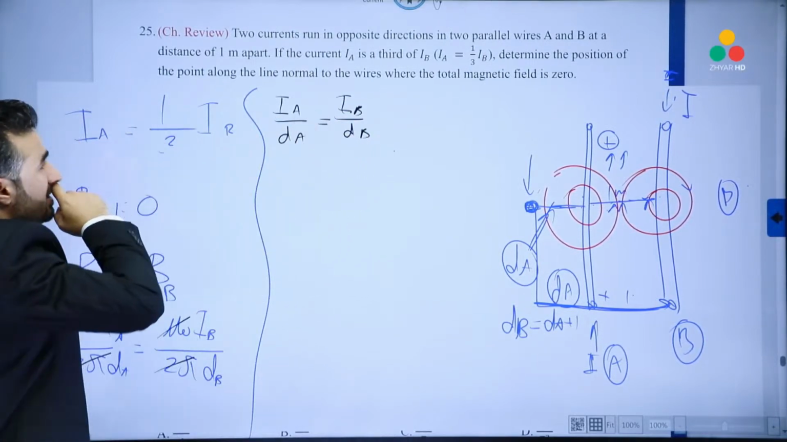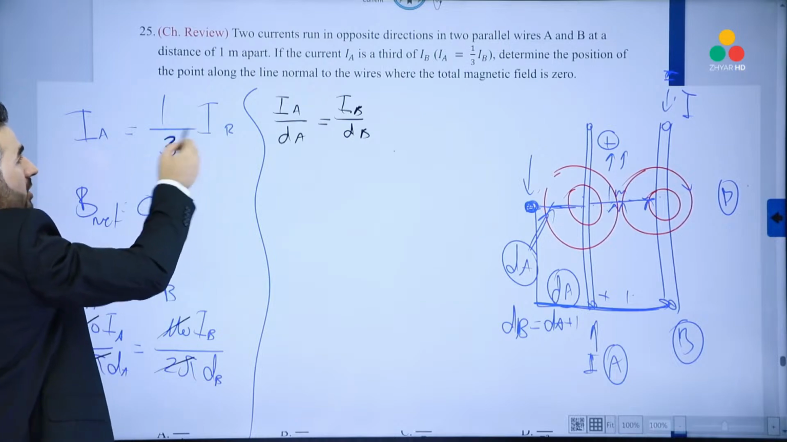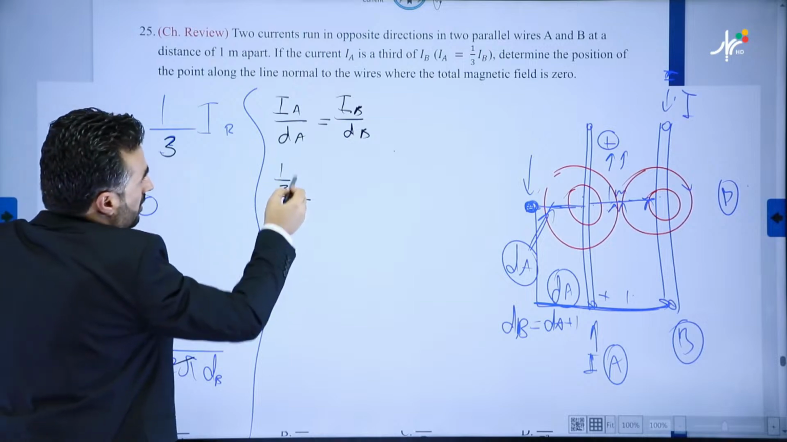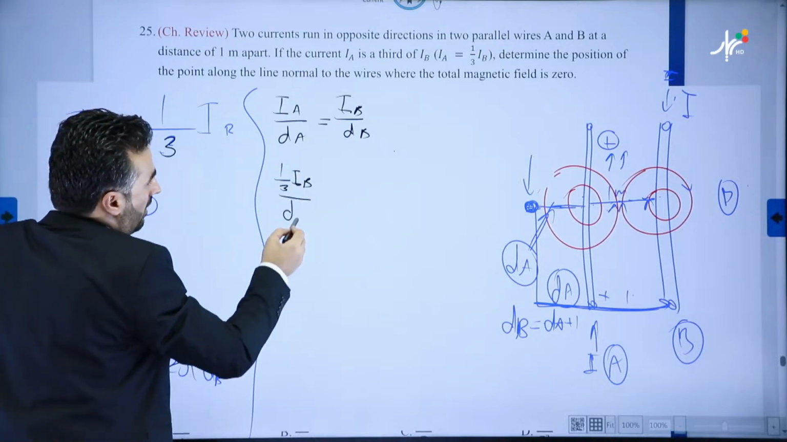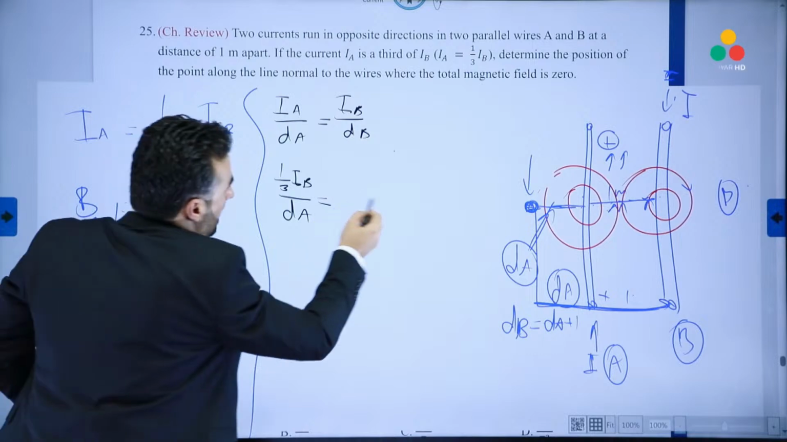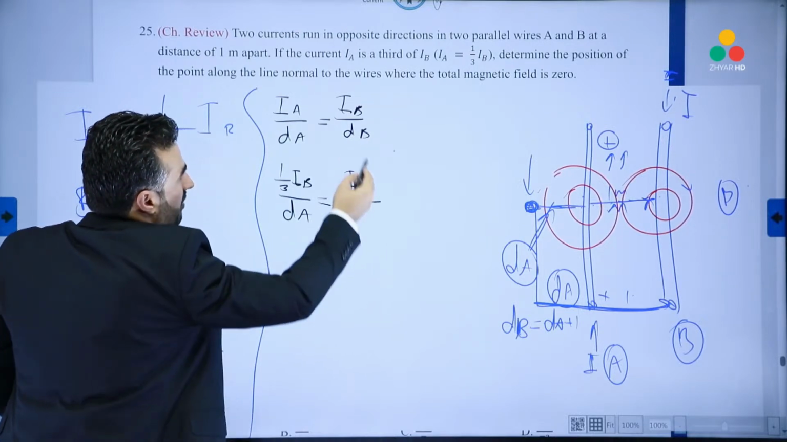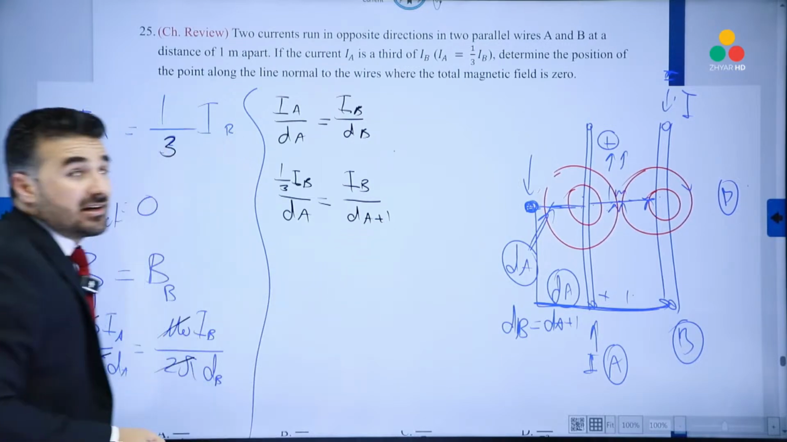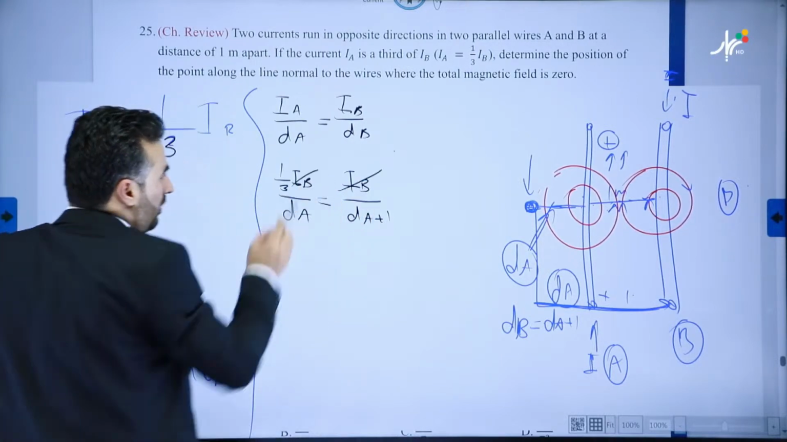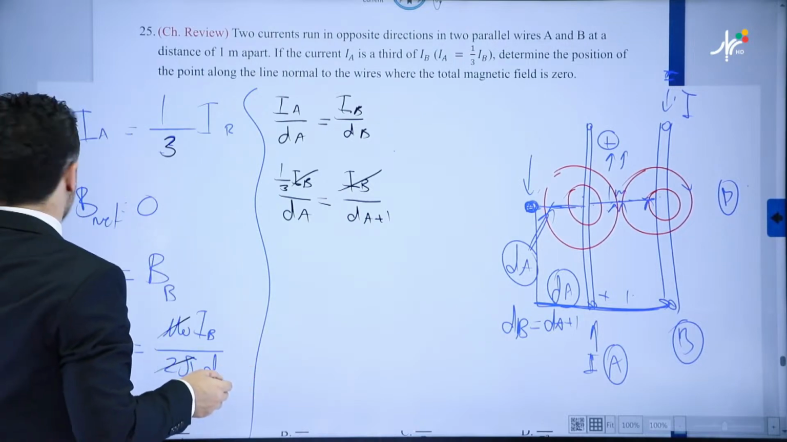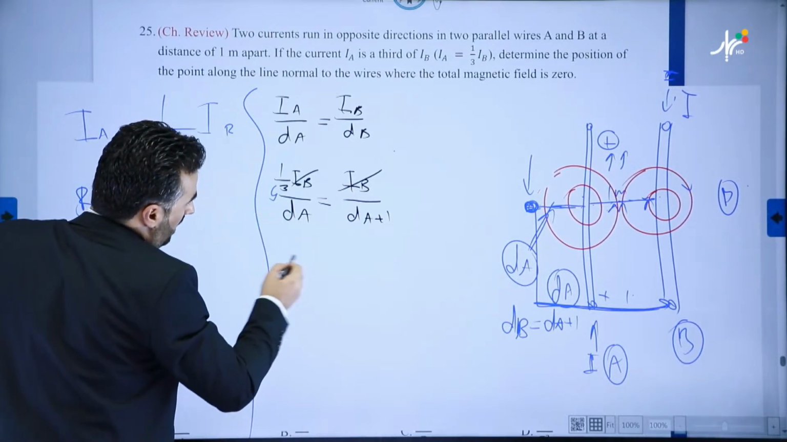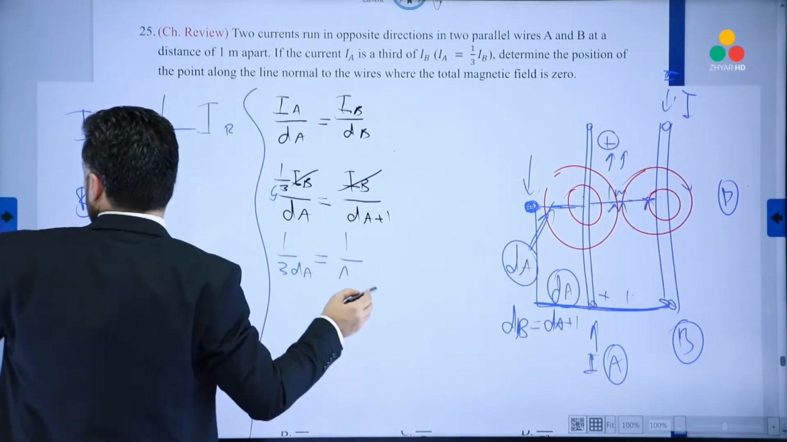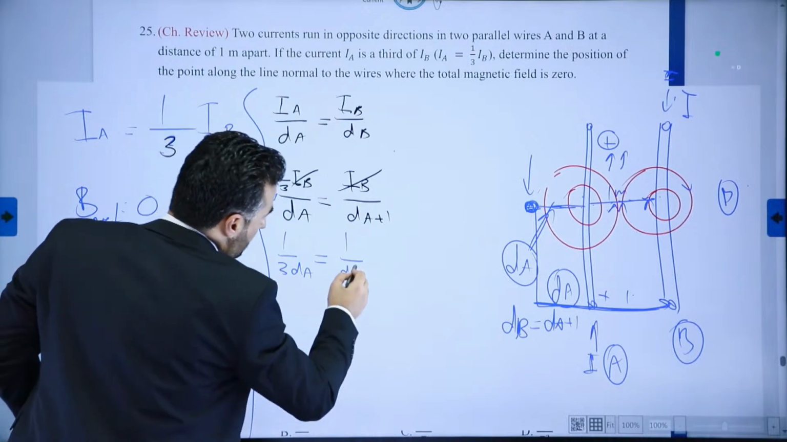Now, remember this, guys. We said IA is equal to 1/3 of IB. So instead of IA, I'll just write 1/3 of IB over dA. I don't know what dA is, but I'll just write it here. And then for IB, I'll write IB divided by dB. But remember, we said dB equals dA plus 1. Very good. Now dB and dB will cancel out again, and the IBs cancel. It becomes 1 over 3 dA equals 1 over dA plus 1.